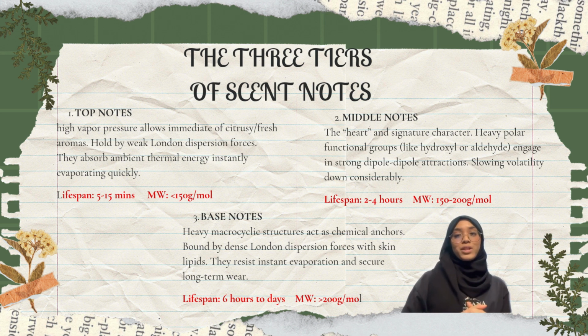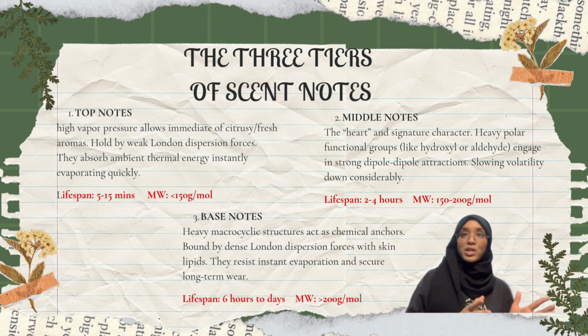Finally, we reach the foundation, which is base notes. These are the chemical anchors of the perfume, providing profound longevity. They are deep, heavy scents like vanillin, muscone, or coumarin. These compounds have high molecular weights, typically over 200 grams per mole, and extremely low vapor pressure, making them highly non-volatile. Structurally, they feature massive, intricate geometries like multi-substituted benzene rings or macrocyclic hydrocarbon chains.